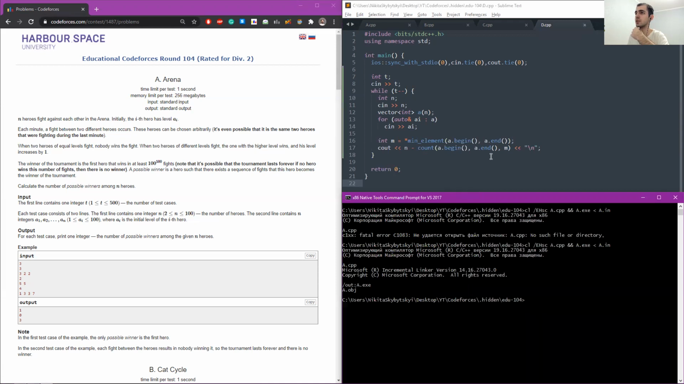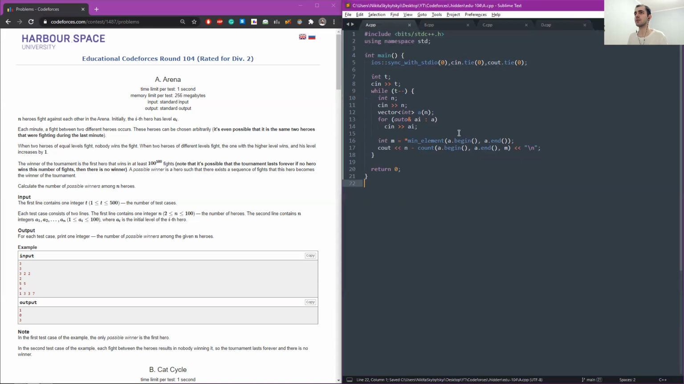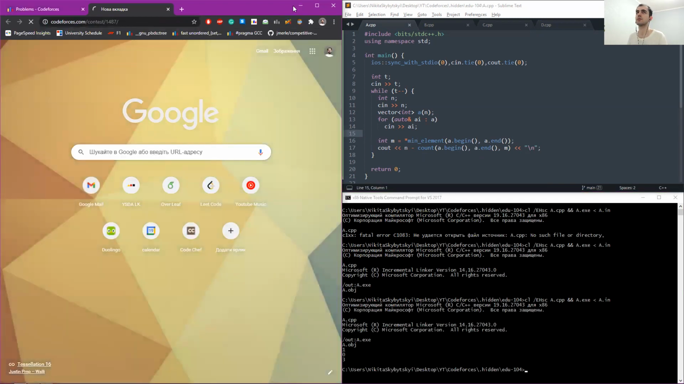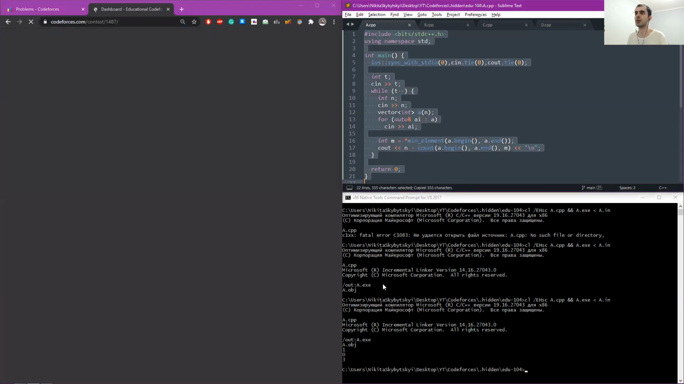Did I not print anything? What actually happened? Oh, because this was the wrong file. Yeah, I actually think this is correct. There's not much to this problem.